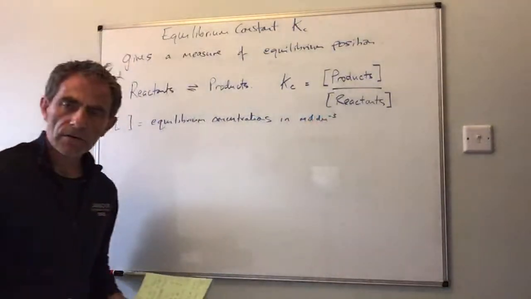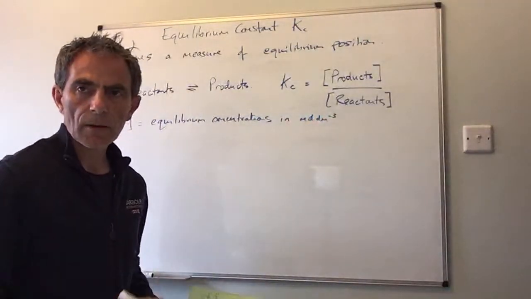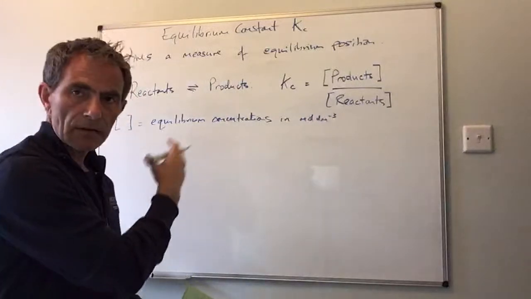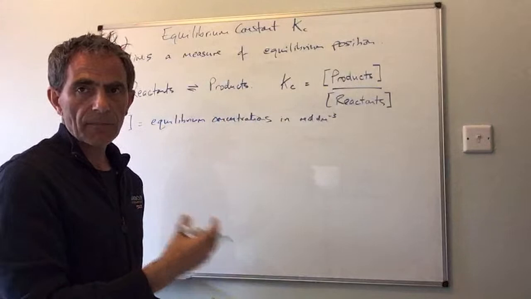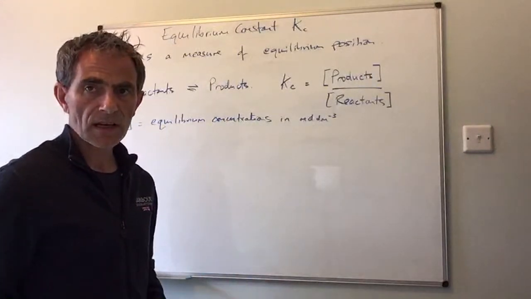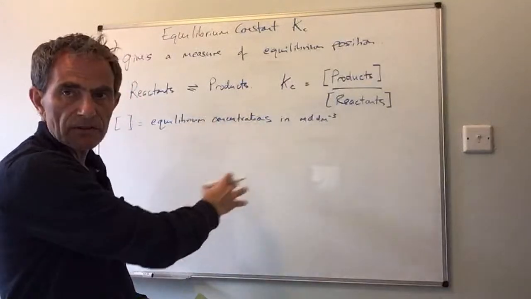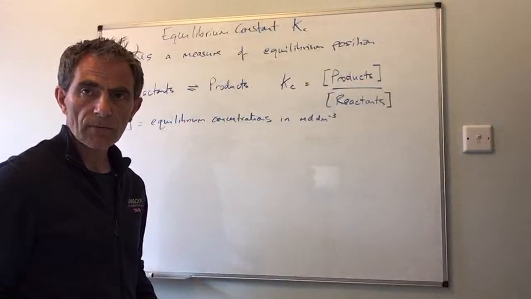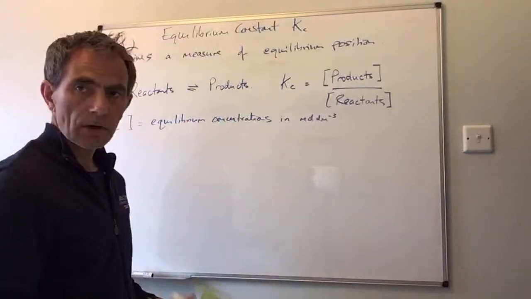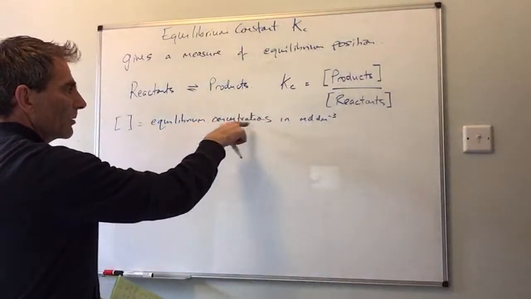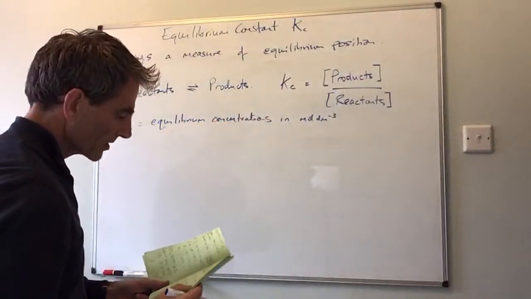Okay, now somebody earlier on asked me, am I going to go through the mole side of Kc? That makes the questions quite a bit trickier. So that tends to be what we do in year 13. So we just establish the basics of Kc in year 12 and then go into the more complex stuff in year 13, where all the maths kicks in. Okay, so these square brackets refer to equilibrium concentrations in moles per decimeter cubed.